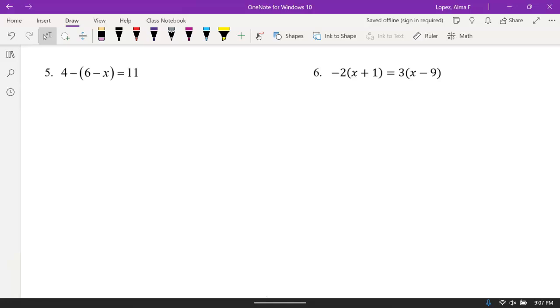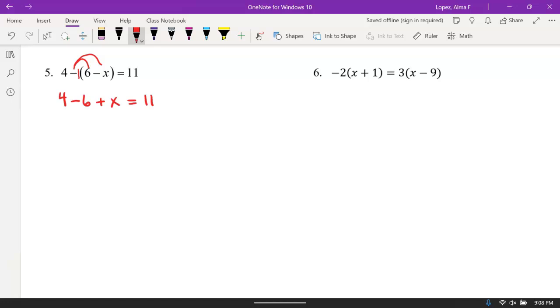All right, I'm going to start by noticing that on number 5, I have one of those parentheses. So I am going to distribute, but there's no number, or is there? That's right, that's a negative 1, isn't it? You can put it in there if you want to, or just know that if you've got a negative in front of a parentheses, you're going to distribute a negative 1, like this. Bring down the 4. Negative 1 times 6 is minus 6. Negative 1 times negative x is a positive x.